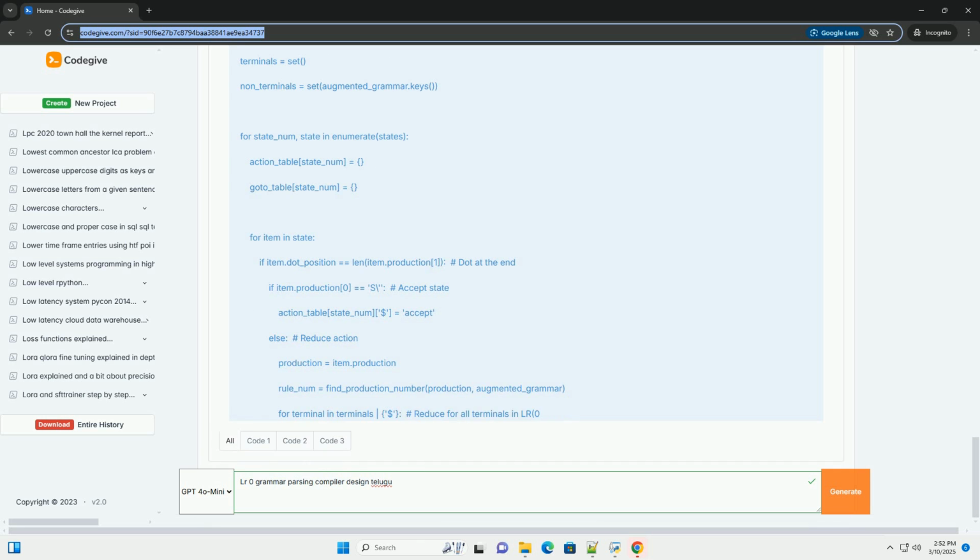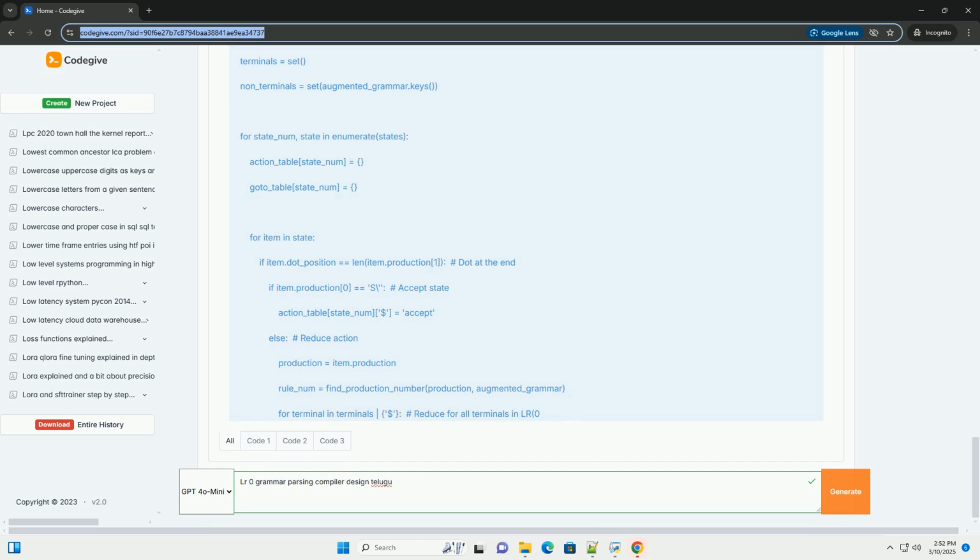The 0 in LR0 refers to the number of look-ahead symbols the parser considers. LR0 parsers make decisions without looking ahead at the next input symbol. This makes them simpler to implement but also less powerful than LR1, SLR1, LALR1, etc., which can look at one or more symbols ahead.